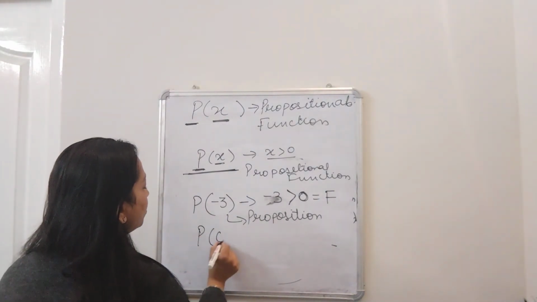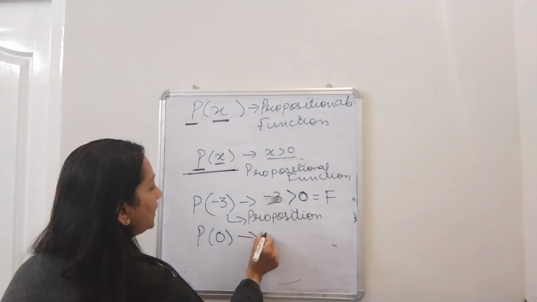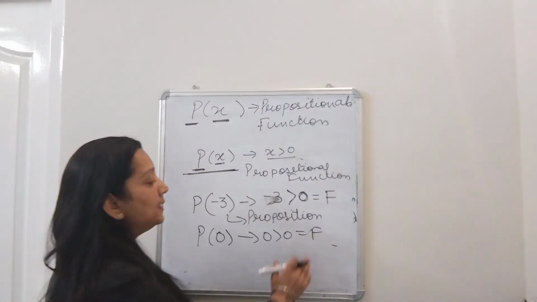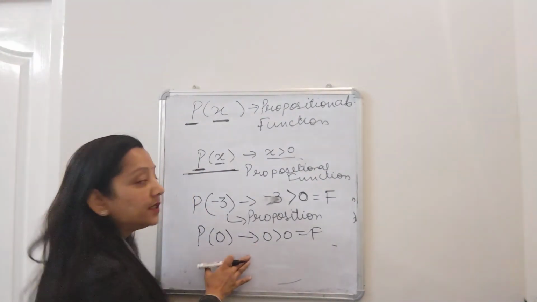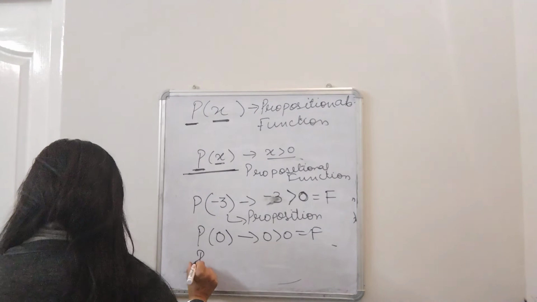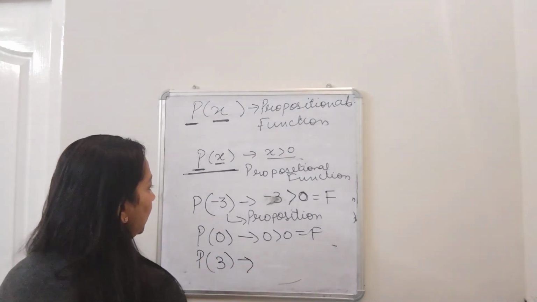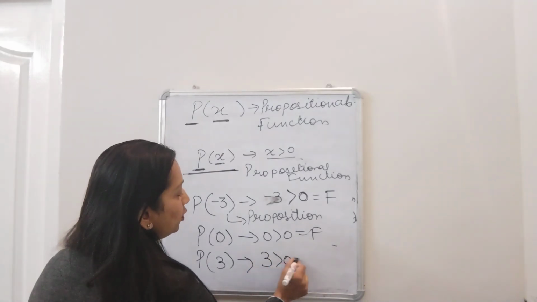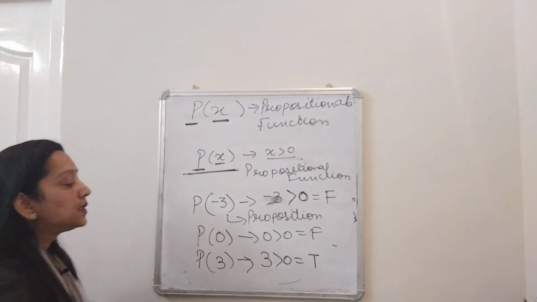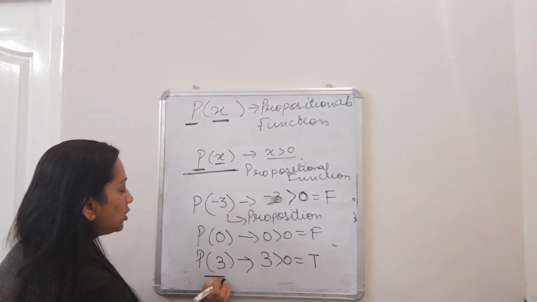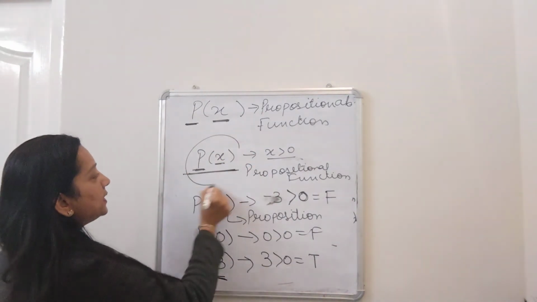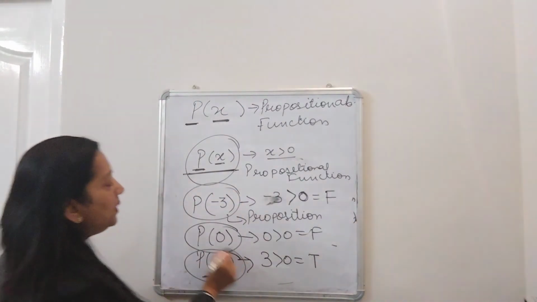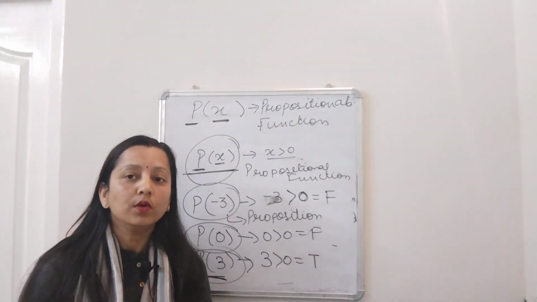Again, if I substitute x by 0, I know that 0 is not greater than 0, so again the truth value is false, and since I can achieve a truth value, it is a proposition. Then for p of 3, 3 is greater than 0, which I know is true. So for this I have a truth value, hence this is also a proposition. So p of x is called a propositional function, and p of minus 3, p of 0 and p of 3 are known as propositions.